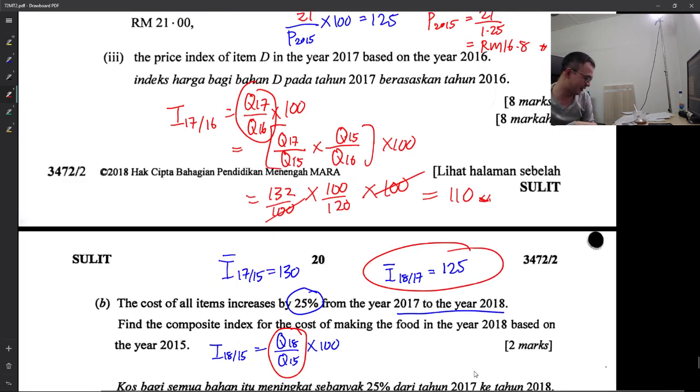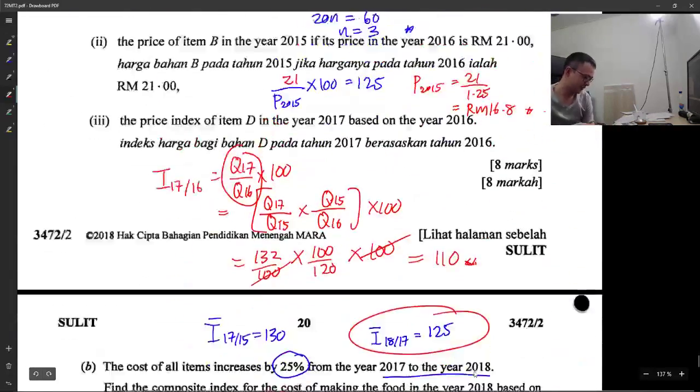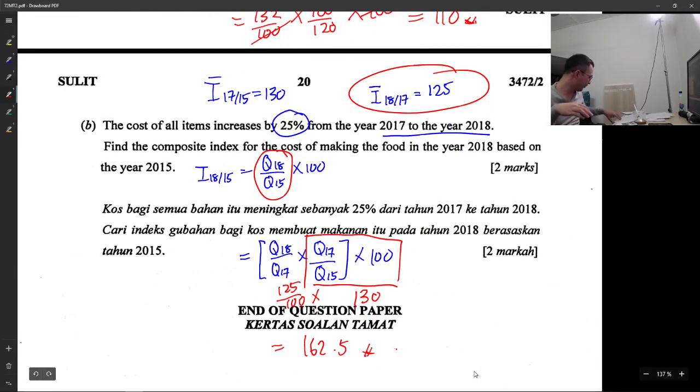Yeah, 15B. Am I making any mistake over here for 15B?